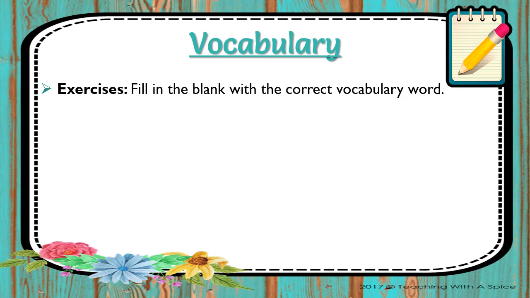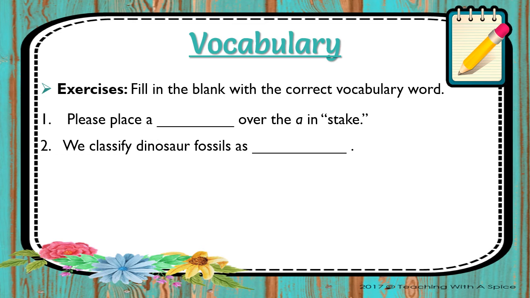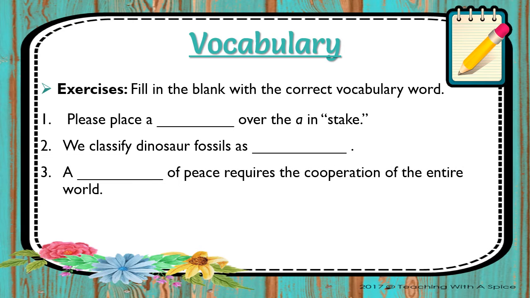All right, let's do some practice. Fill in the blank with the correct vocabulary word. Number 1, please place a blank over the A in steak. Is that macron, macrofossil, or a macrocosm? Pause the video if you need to write down your answer. Number 2, we classify dinosaurs as blank. Macrons, macrofossils, macrocosms. Number 3, a blank of peace requires the cooperation of the entire world. Macron, macrocosm, macrofossil.